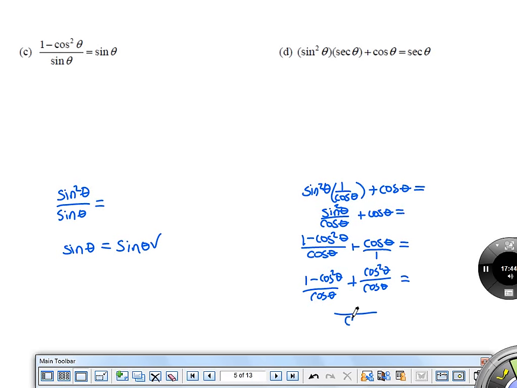Good. So the denominator here is cosine. And when I add all the numerator together, I have 1 minus cosine squared plus cosine squared. So the cosine squareds cancel out, and I'm just left with 1. So like she said, that is the secant. Okay. Told you, kind of like puzzles, right?